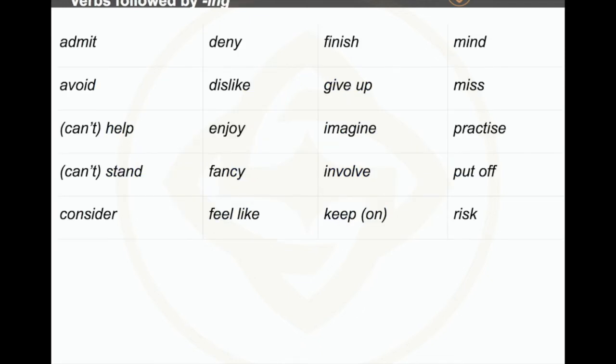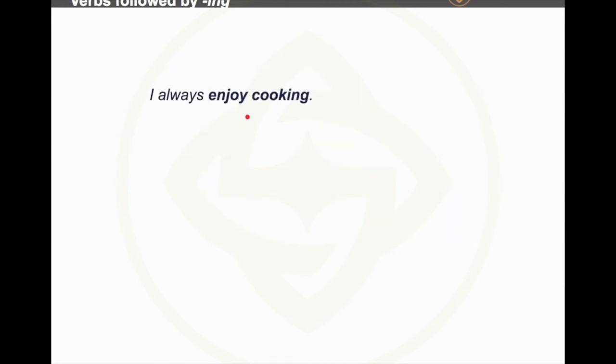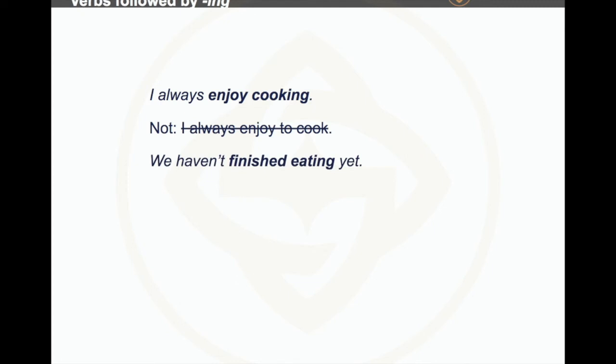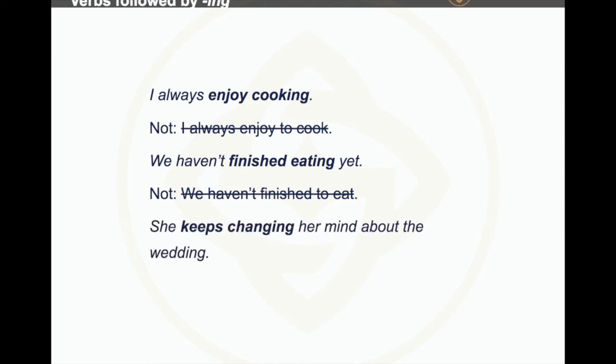These are the verbs followed by ing, like admit, avoid, can't help, can't stand, consider, deny, dislike, etc. Now here are the examples. I always enjoy cooking, not I always enjoy to cook. We haven't finished eating yet, not we haven't finished to eat. You never say these. She keeps changing her mind about the wedding, not she keeps to change her mind about the wedding.